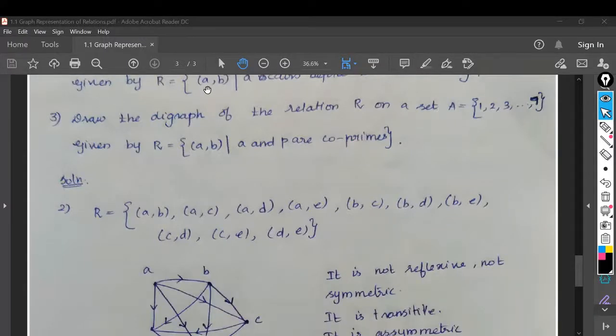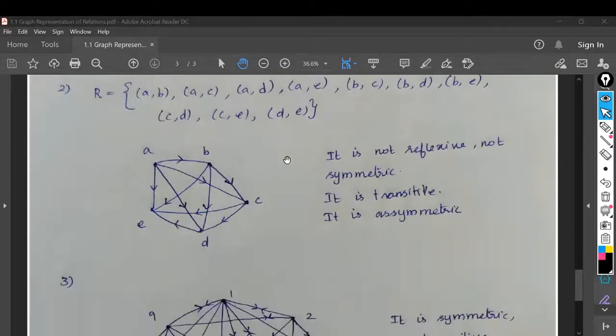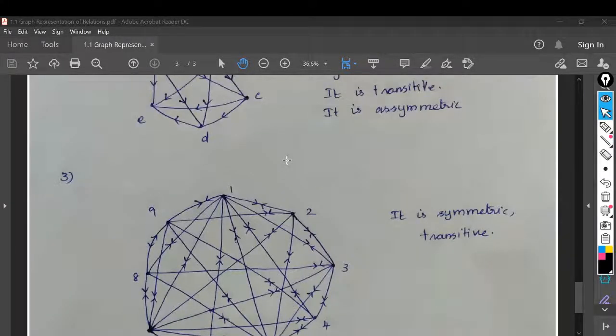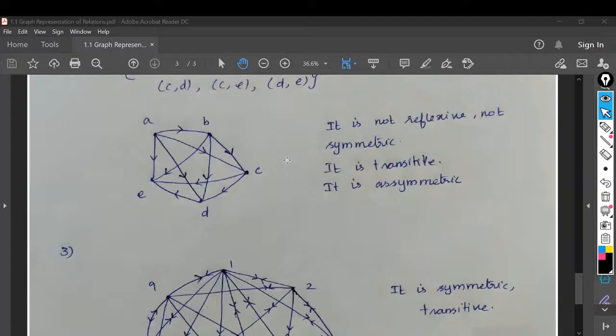Again, draw the diagram of the relation R on the set A equal to 1 to 9 given by R equal to (A, B), where A and B are co-prime. That is what we have given. I have drawn the graphs of these two. You can try this as homework.